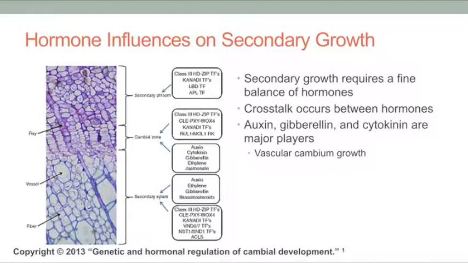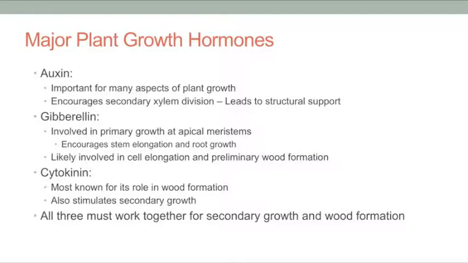Many different hormones are involved in the secondary growth of large trees. Crosstalk occurs between different hormones, which means that certain hormones can regulate others. This is a key process in encouraging the types of growth that will result in a more structurally sound tree. So, major plant growth hormones.